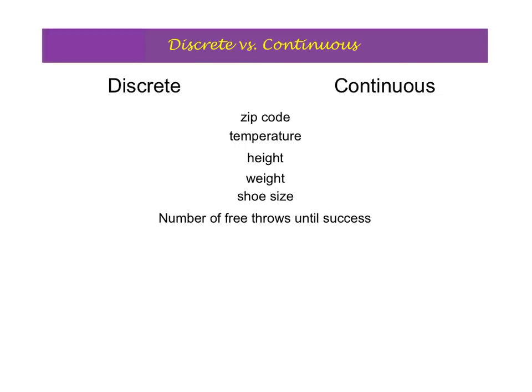Now, here is a list of different random variables that I considered: zip code, temperature, height, weight, shoe size, and number of free throws until a success. I would like you to pause your video, try to decide which category each of these random variables can be sorted into, and then when you press play, you can check your answers.